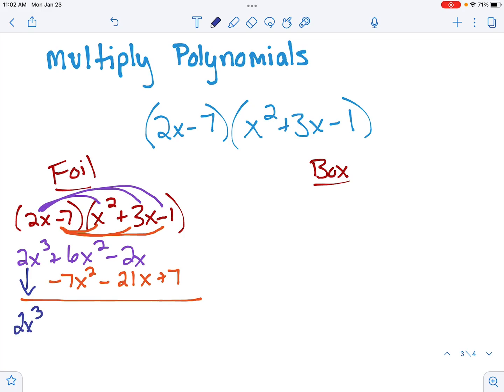So I'm going to bring down my 2x to the third. 6 plus negative 7 would be minus 1x squared. Negative 2 minus 21 would be minus 23x. And then plus 7.